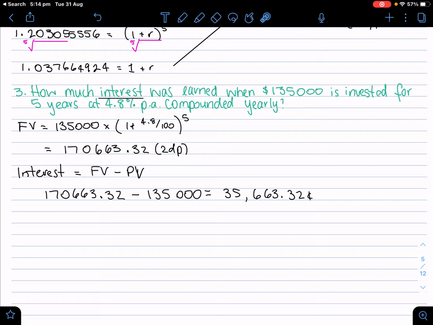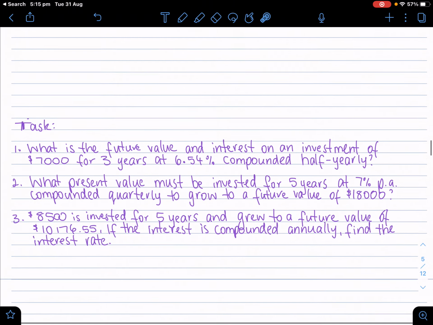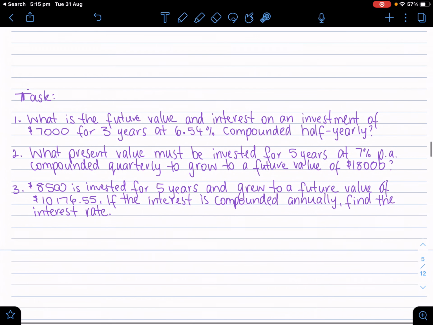So just like we did in 1b, we're going to do the interest equals whatever the future value is minus the present value. When I calculate that, I figure out that this investment found interest of $35,663.32. Hopefully you understood those three examples. I've got 3 quick questions here that I'd like you to do. Pause the video, work through them, and then unpause them to go through their recommended answers.